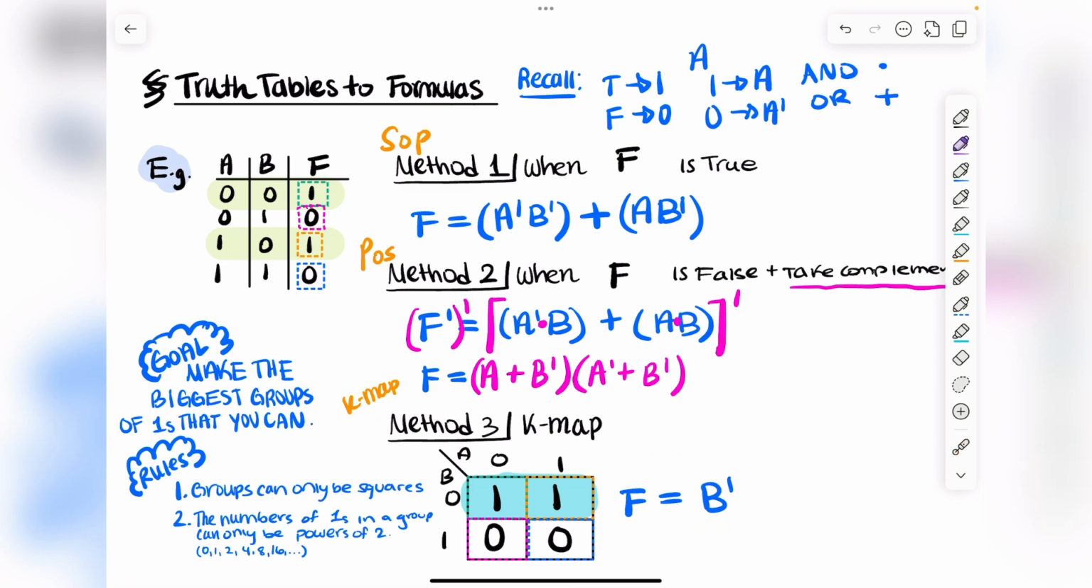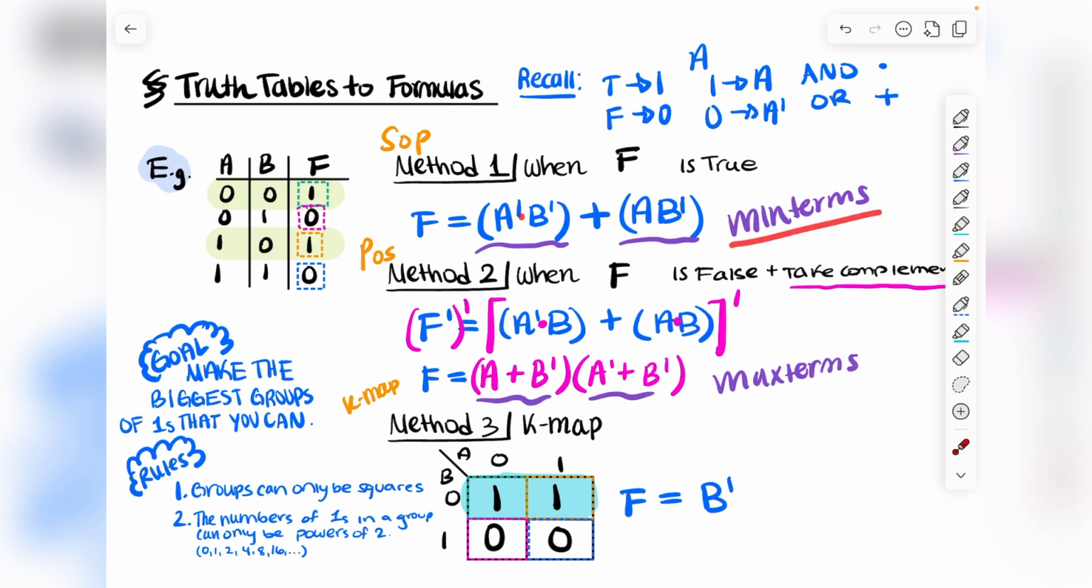Now, one last piece of vocabulary. These things here are called minterms. These things here are called maxterms. So minterms are ones separated by multiplication. Maxterms are separated by addition.